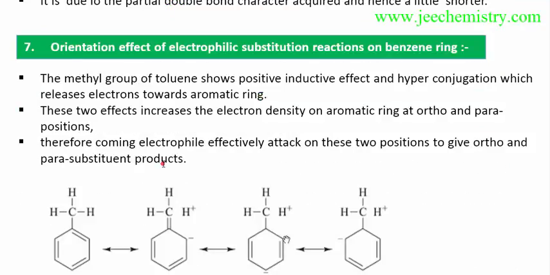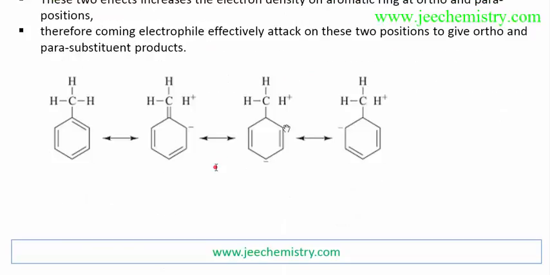Orientation effect of electrophilic substitution reaction on the benzene ring. Hyperconjugation increases the electron density at the ortho and para positions. Due to hyperconjugation this becomes sometimes minus. This minus position generally comes due to hyperconjugation. If we draw the hyperconjugation, the minus charge will come to this position. This is ortho, this is para, and this is meta position.